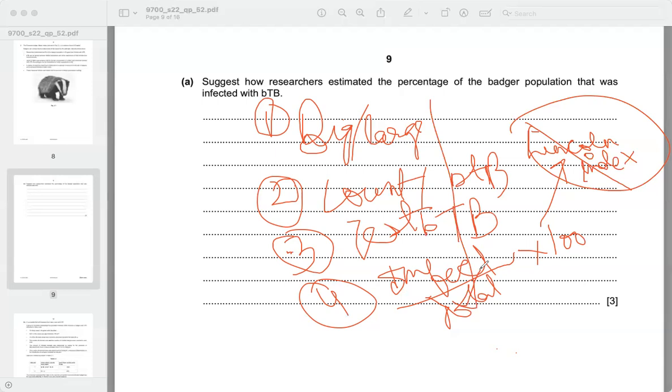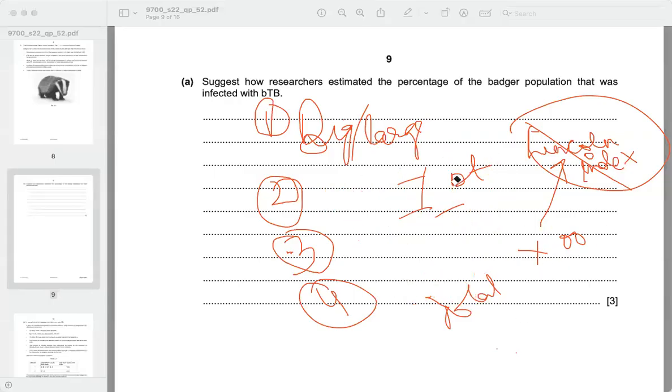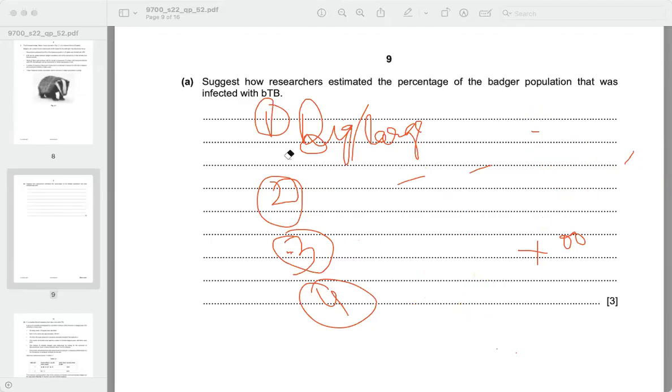So I'm repeating the question again. It's asking you, how are you planning to get the sample? First, you take the big sample, then you count all the individuals, then you test them, and then you calculate the percentage. So I hope all the students have written about it, and then we move to the next one.